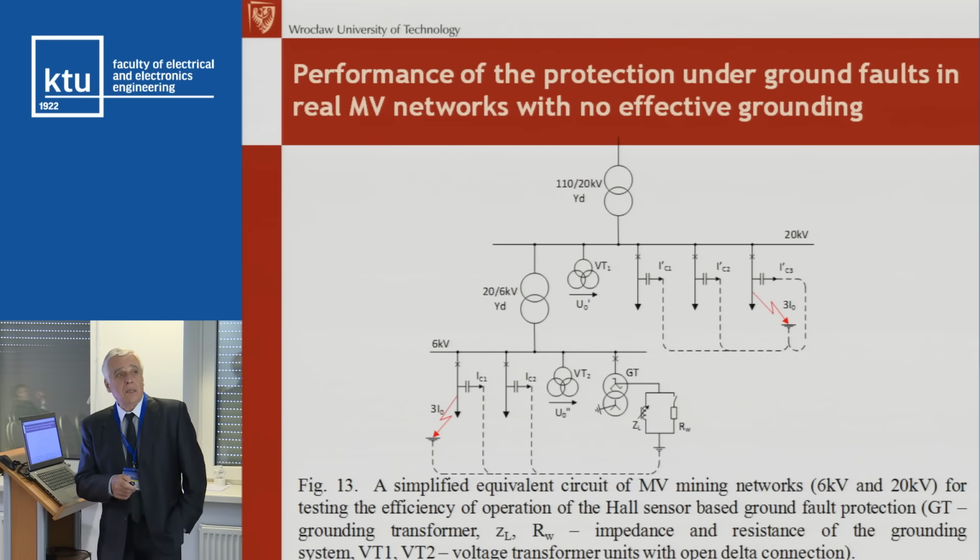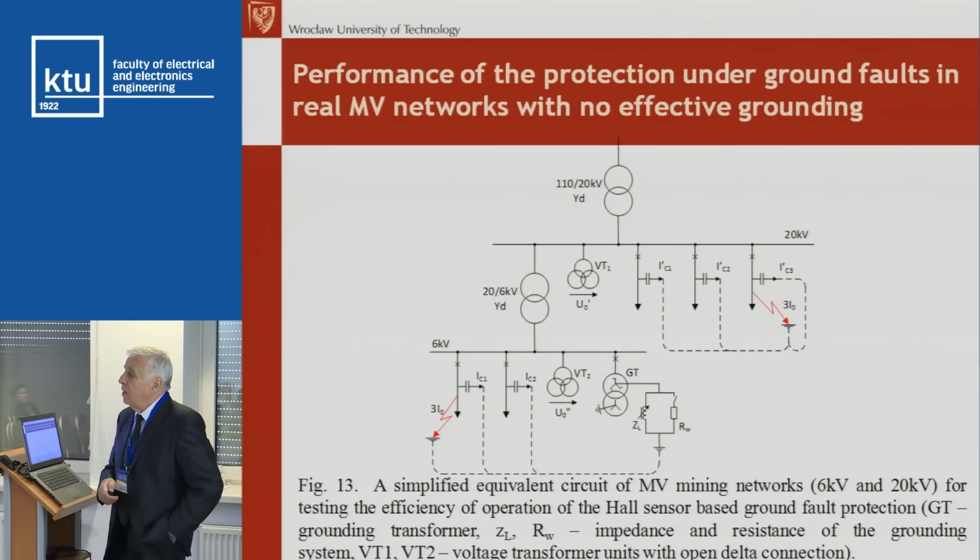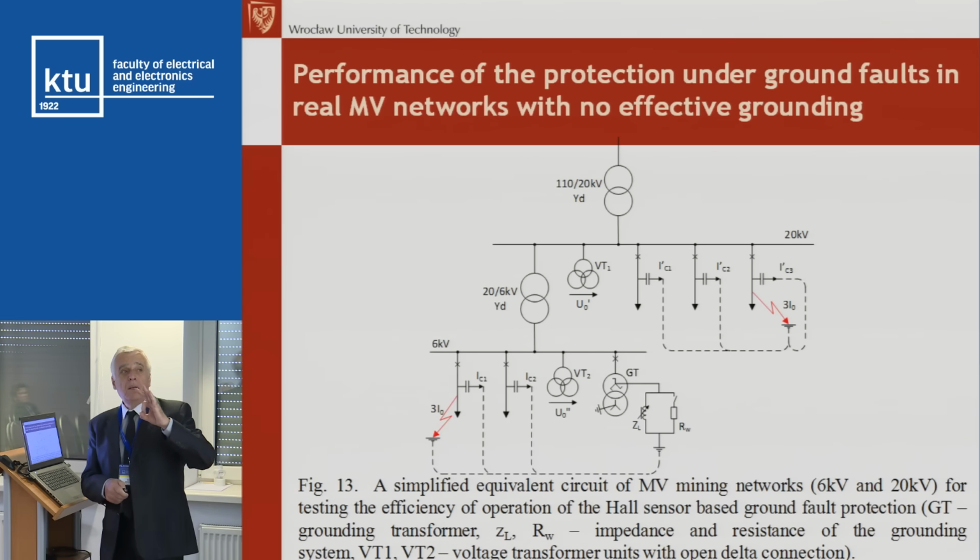That's why networks have structures like this. It is supply, and here in this network you can see different levels of medium voltage. For example, in this mine it was 20 kilovolts and 6 kilovolts, and you know that if we have Y-delta transformers, the delta acts like a trap.